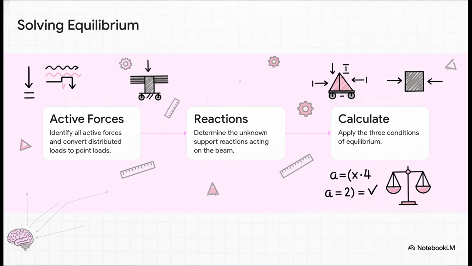That's it. Now, as your mentor, I really want you to burn these steps into your memory for solving equilibrium problems. Step 1. Identify all active forces and convert any of those tricky distributed loads into simple point loads, just like we practiced. Step 2. Determine the unknown support reactions acting on the beam based entirely on your joint types. Remember, ask yourself, does it restrict translation? Does it restrict rotation? And step 3. Apply the 3 basic conditions of equilibrium to calculate those unknown reactions. If you follow this highly disciplined procedure, I promise you will draw perfect free body diagrams every single time.